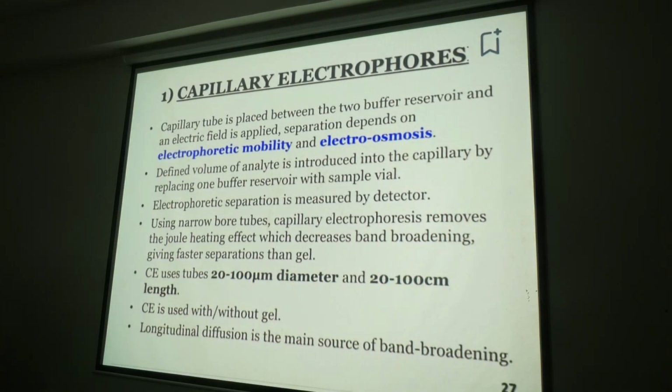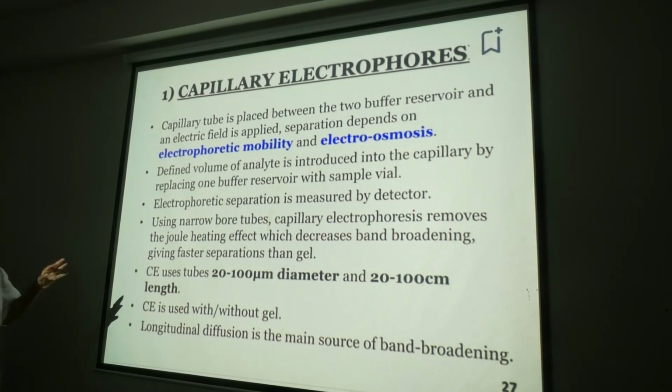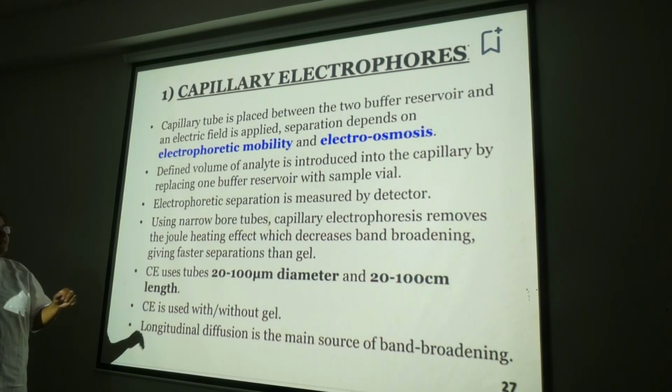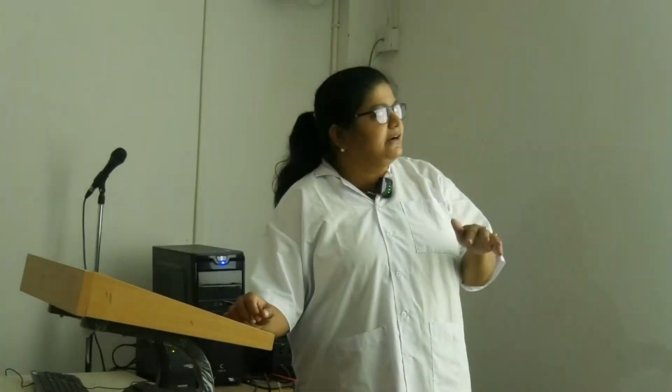Now, capillary electrophoresis. Again, the principle is the same. Here, the difference is that a capillary is used. The capillary tube is placed between the two buffer reservoirs, and the electric field is applied. The separation depends on electrophoretic mobility and electroosmosis. A defined volume of analyte is introduced into the capillary by replacing one buffer reservoir with a sample vial. Electrophoretic separation is measured by a detector.